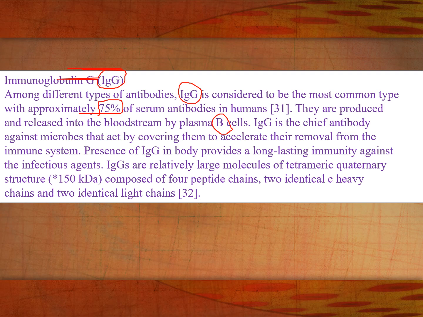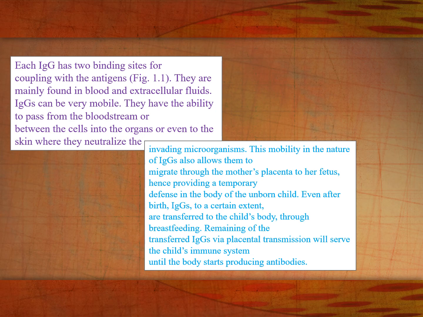IgG is the chief antibody against microbes, acting by coating them to accelerate their removal by the immune system. The presence of IgG in the body provides long-lasting immunity against the infectious agent. IgG is a relatively large molecule of tetrameric quaternary structure composed of 4 peptide chains, 2 identical heavy chains and 2 identical light chains. IgG has 2 binding sites for coupling with the antigen. These are mainly found in blood and extracellular fluid.